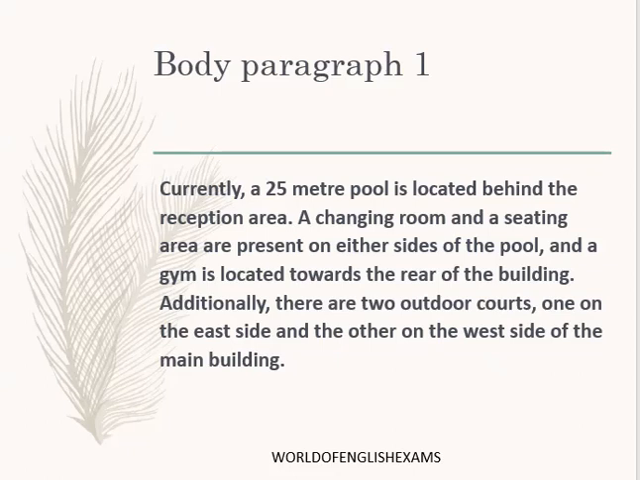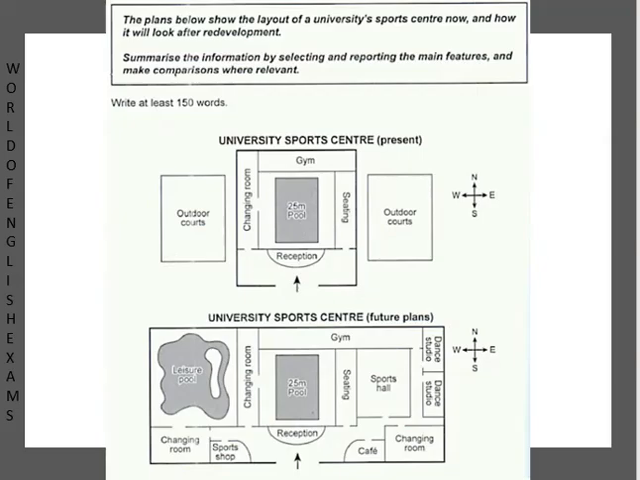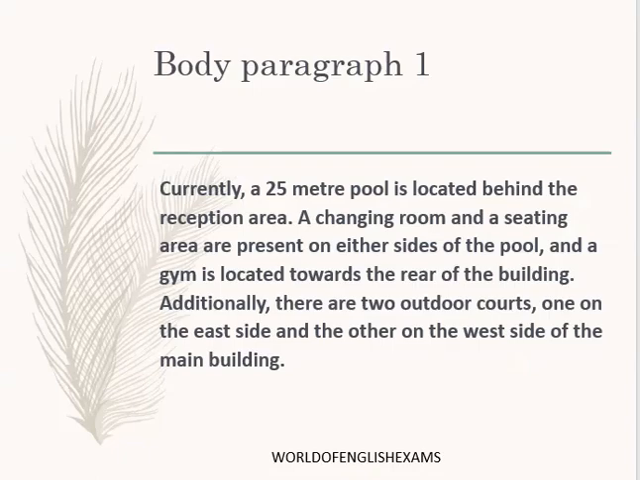So this is the first thing I write. So behind the reception area, I could see a 25-meter pool. Then what are seen on either sides, I can see a changing room and a seating arrangement. And towards the rear of the building, I can see a gym. Rear is nothing but the back of the building. So that's what I'm going to write here. A changing room and a seating area are present on either sides of a pool, and a gym is located towards the rear of the building.